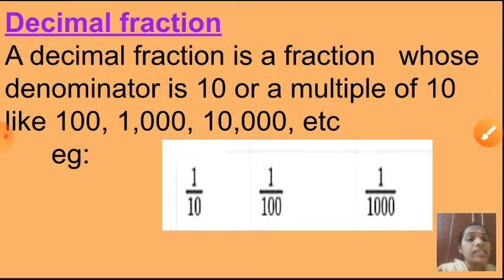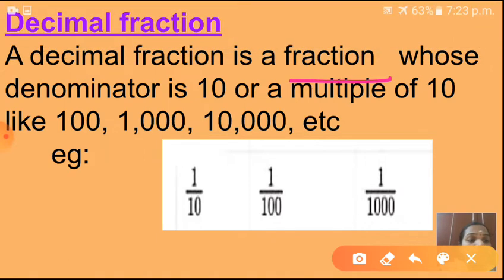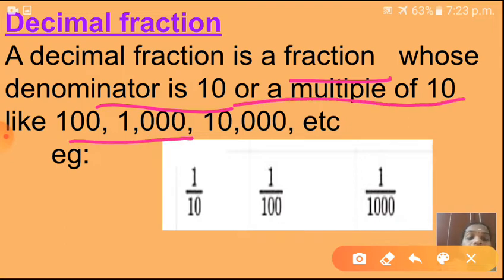Next one is decimal fraction. What is meant by decimal fraction? A decimal fraction is a fraction whose denominator is 10 or a multiple of 10. You know that fraction means numerator and denominator. A common fraction, for example, is 2 upon 5, numerator upon denominator. But the decimal fraction's denominator is 10 or a multiple of 10, that means 100, 1000, 10,000, etc. So 2 upon 5 is a common fraction. In a decimal fraction, which number should come in the denominator? Yes, 10 or a multiple of 10.